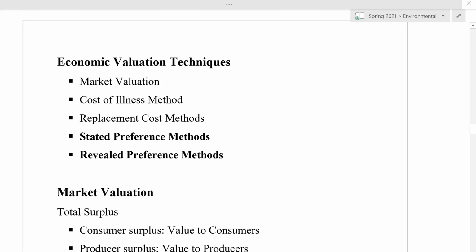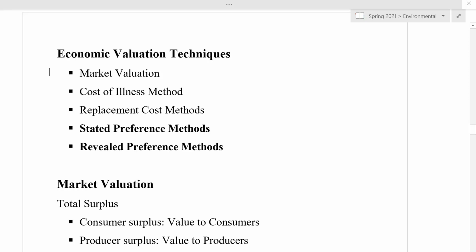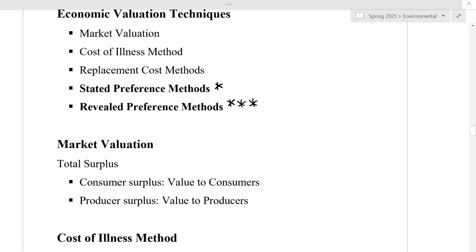In addition to those, we have a few here at the beginning: market valuation, cost of illness method, and replacement cost methods. I'll talk about those briefly. I'll also talk about stated preference sort of briefly, but really revealed preference is kind of the direction most environmental economists go, and we'll discuss why as we go along. Let's start with market valuation.